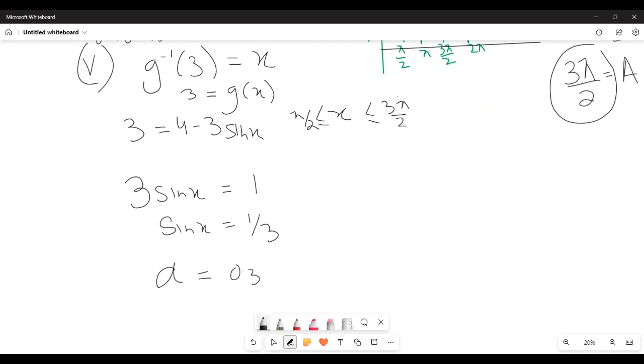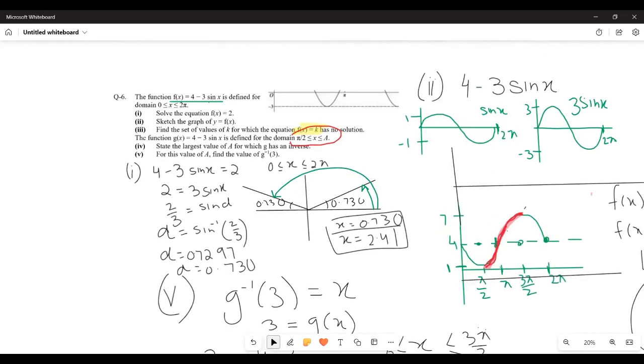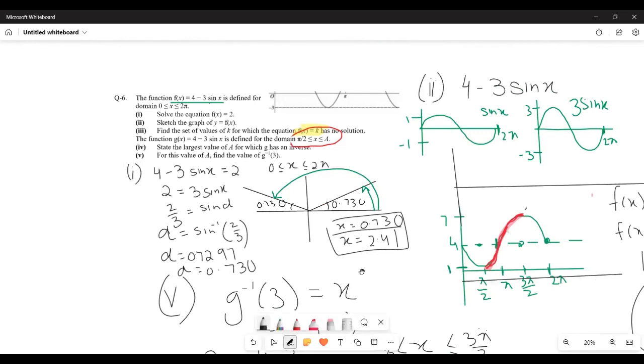Hmm. g of x की जगह 4 minus 3 sin x कैसे आ गया? क्वेश्चन में है कि g(x) is this. ये देखो यहाँ लिखा हुआ.